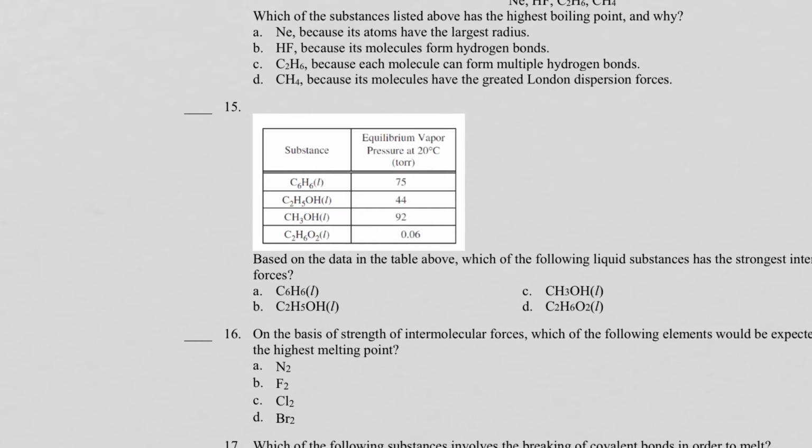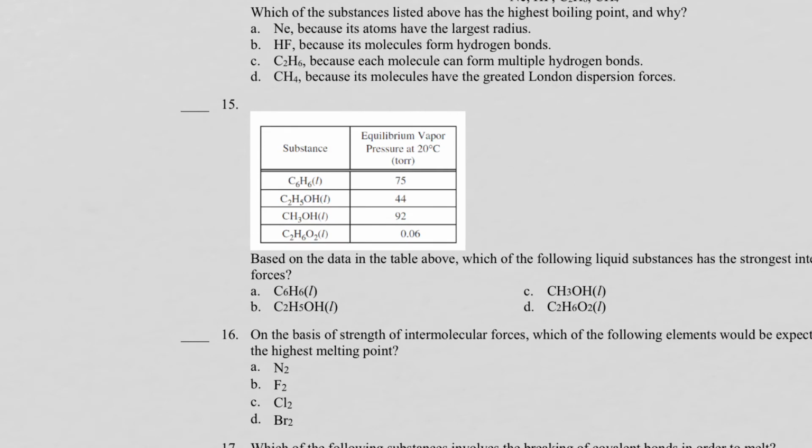15. Based on the data in the table above, which of the following liquid substances has the strongest intermolecular forces? So again, since this is equilibrium vapor pressure, strongest IMFs means it's staying a liquid. So we want to pick the lowest vapor pressure, and so that would be D.